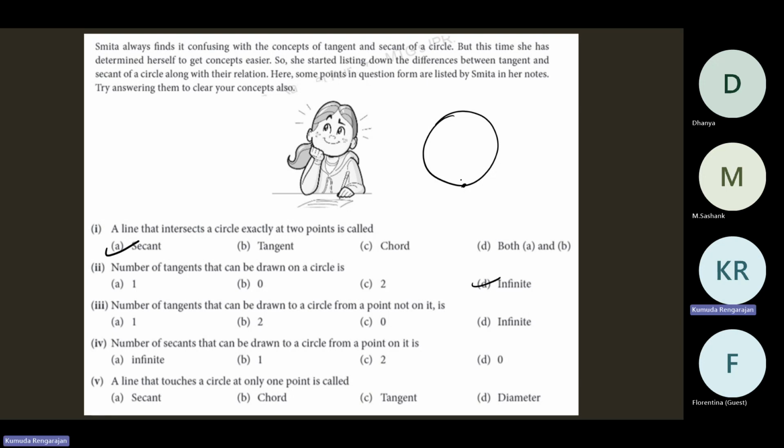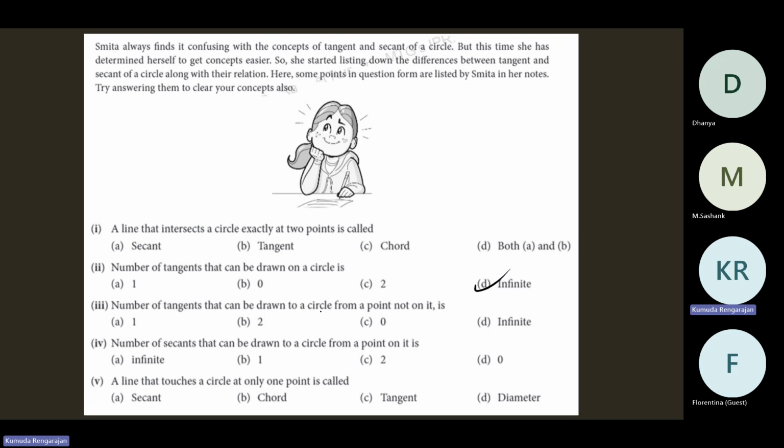Okay, infinite. Because number of tangents that can be drawn on a circle, on a circle you can draw many tangents. Infinitely many tangents.